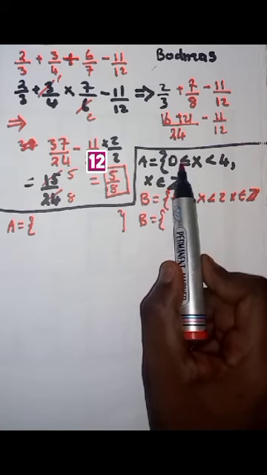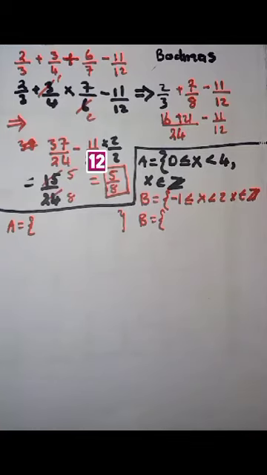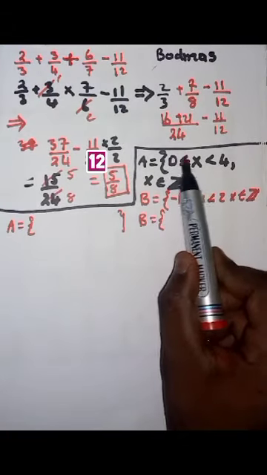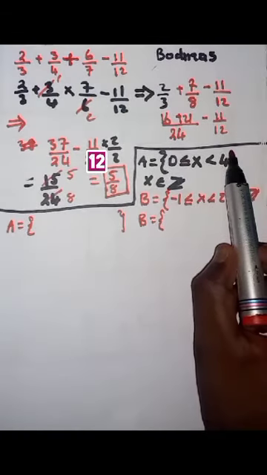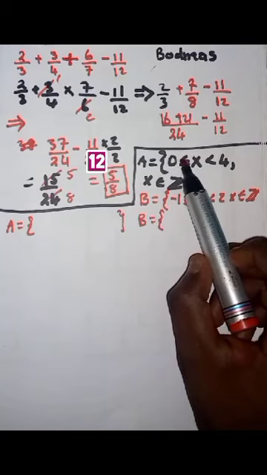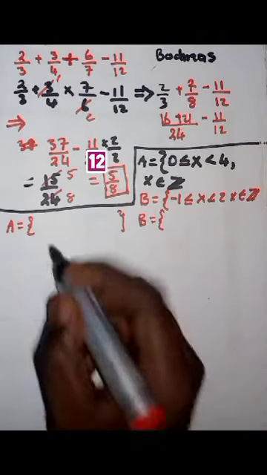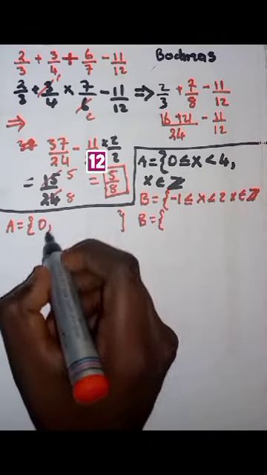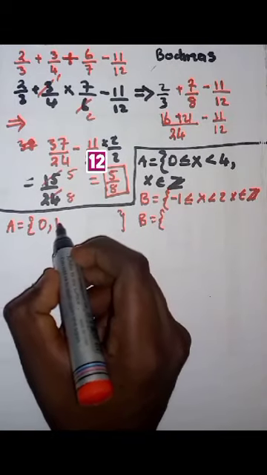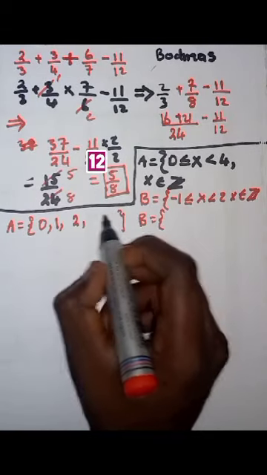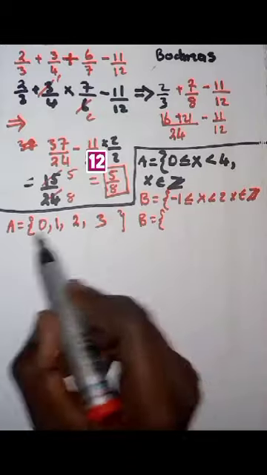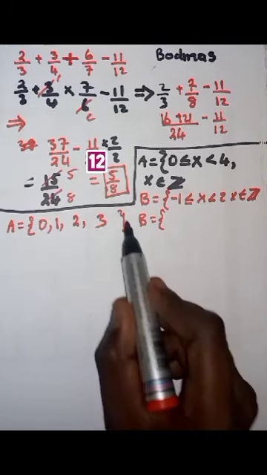This 0 is part of the set X because it's part of the set A, because 0 is less than or equal to, and the elements found in A must be less than 4. So they are going to be 0, 1, 2, and 3.